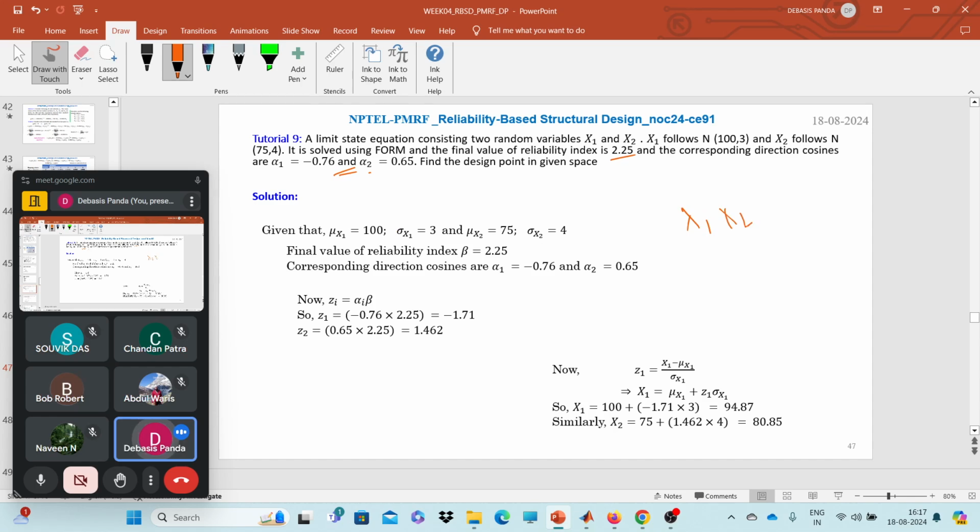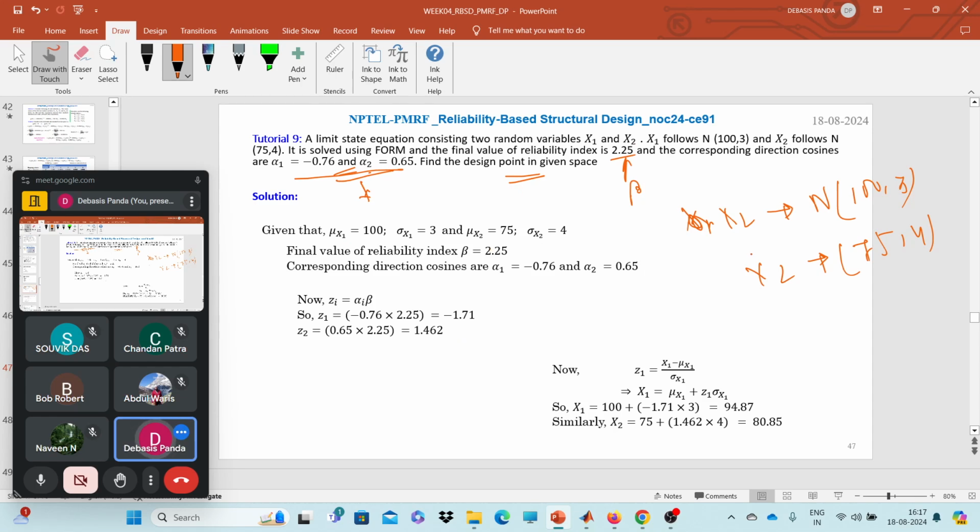Your x1 and x2 are two random variables, and these properties are given. Like x1 follows normal of 100, 3, and x2 follows normal of 75, 4. Now this is the final value of beta, and these are the final values of direction cosines. Now calculate the design points in the given space.